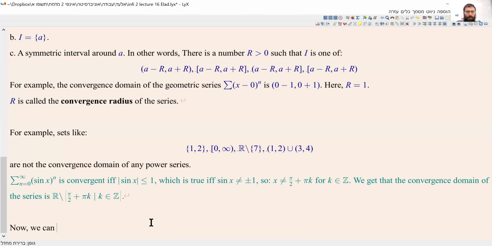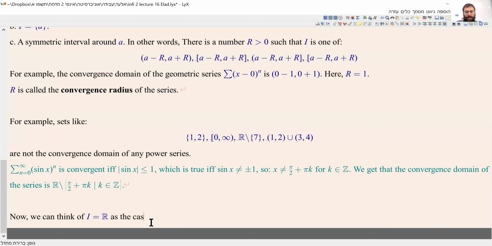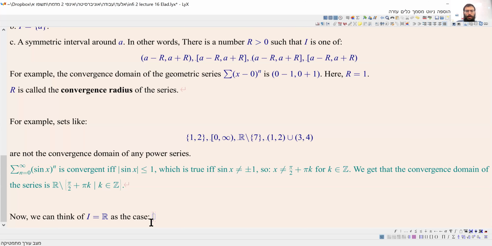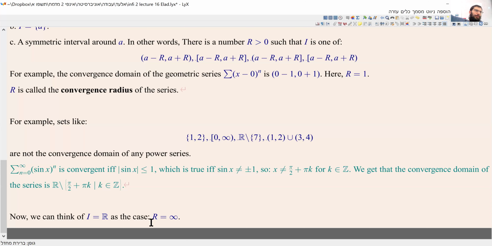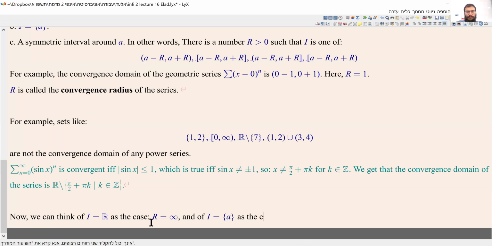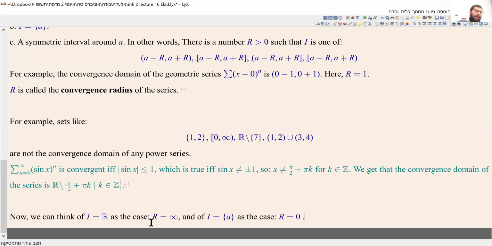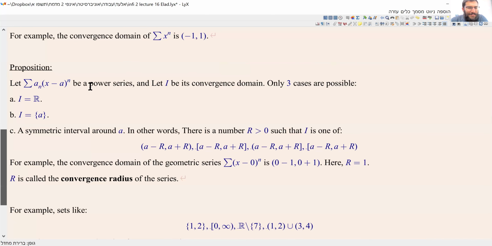Now, what I want to say is we can think of I being all the real numbers as the case in which the radius is infinity. You go infinity right, infinity left from a, and you actually cover all of R. And the case in which I is only one point is the case of R equals 0. In a it is convergent, hooray. Take 0 left, 0 right, you're only left with a. So, as I mentioned, it is actually only one case.